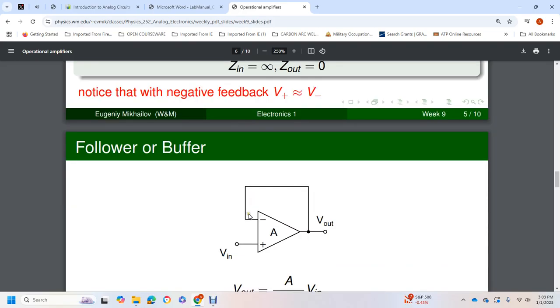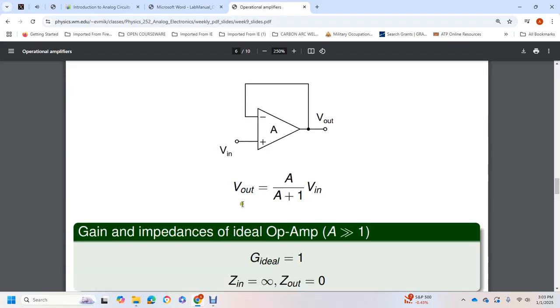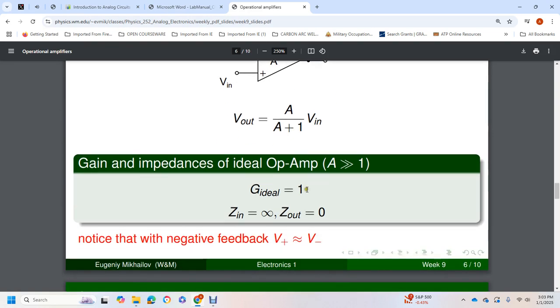Follower buffer. Voltage in goes to the positive input. Voltage out goes back to the negative input. The amplifier voltage out equals A over (A plus 1) times voltage input. Gain and impedance of the ideal operational amplifier: A is greater than 1. Ideal gain is equal to 1. Input impedance is equal to infinity. Output impedance is equal to 0.